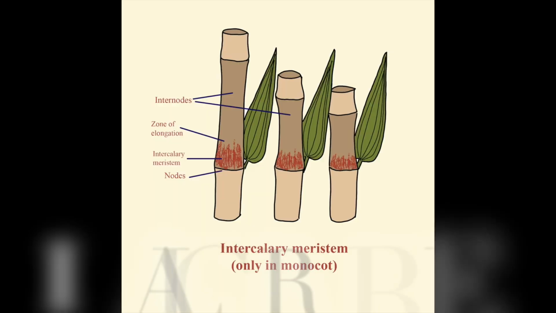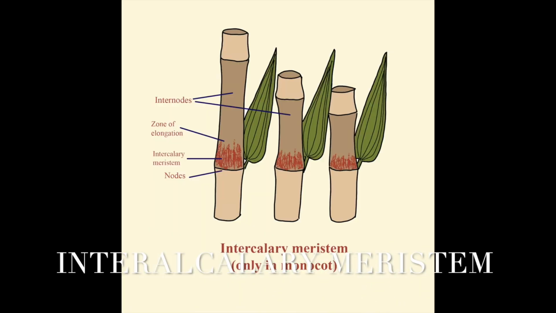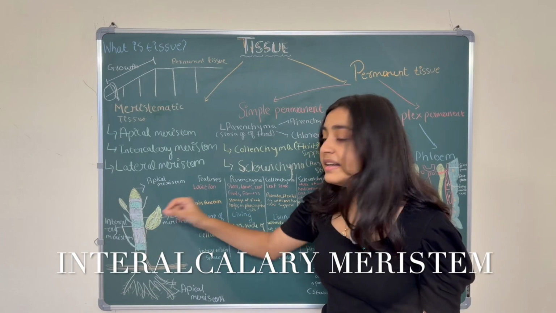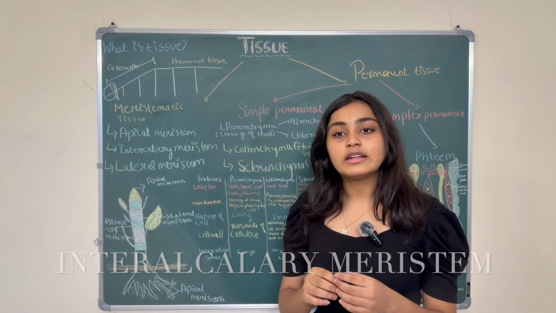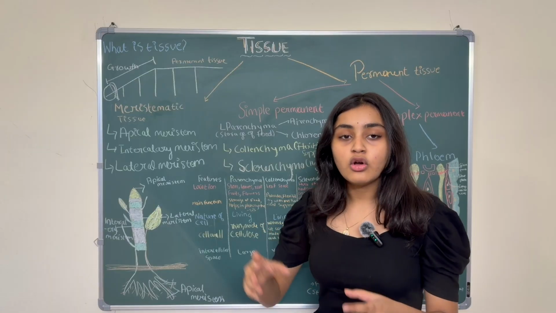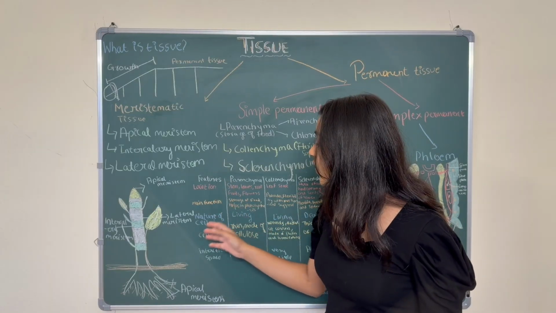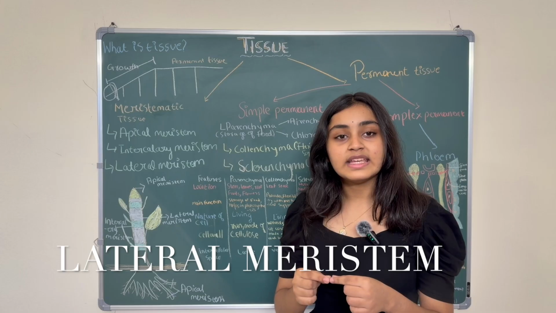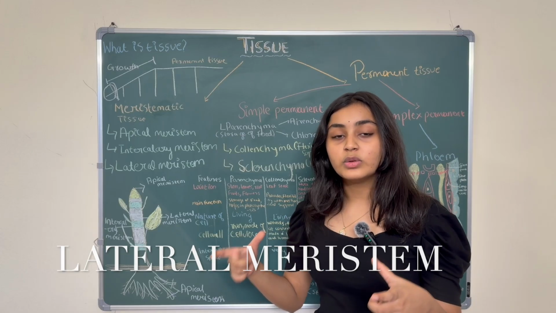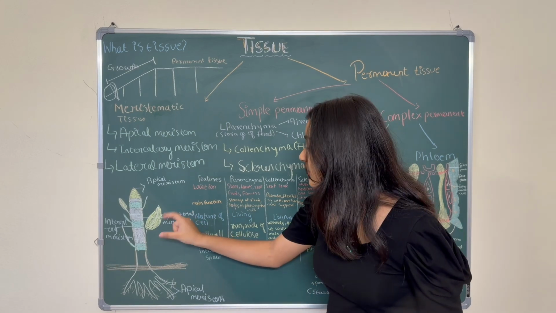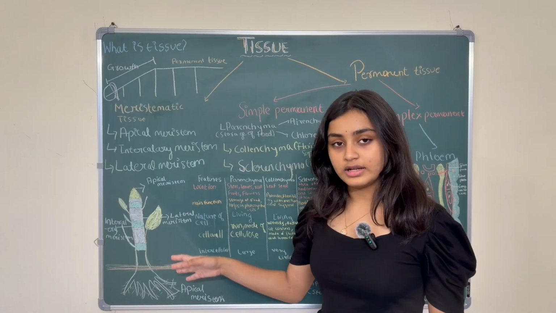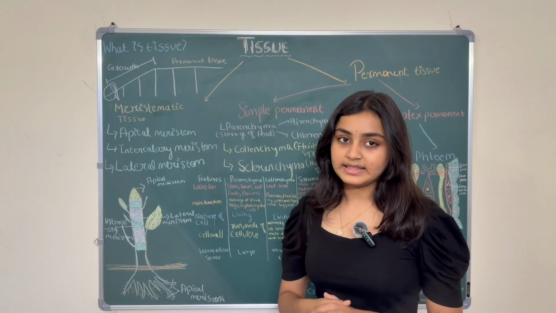Now moving on to intercalary meristem. It is present in between the stem, and it elongates the stem and helps the nodes to grow more. Now, moving on to lateral meristem, it is also present in the stem. It increases the girth and width of the shoot, and it also increases the thickness. That is the role of the lateral meristem.